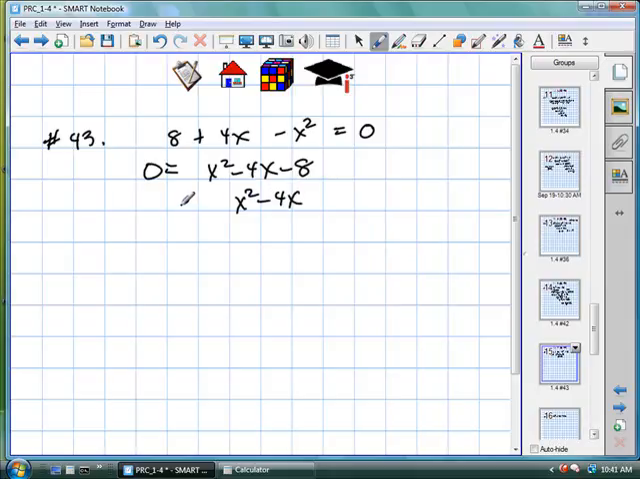All right, now complete the square on this side. Half of the b term is 2, 2 squared is 4. Add 4 to both sides. This should be a perfect square now. Take both square roots.